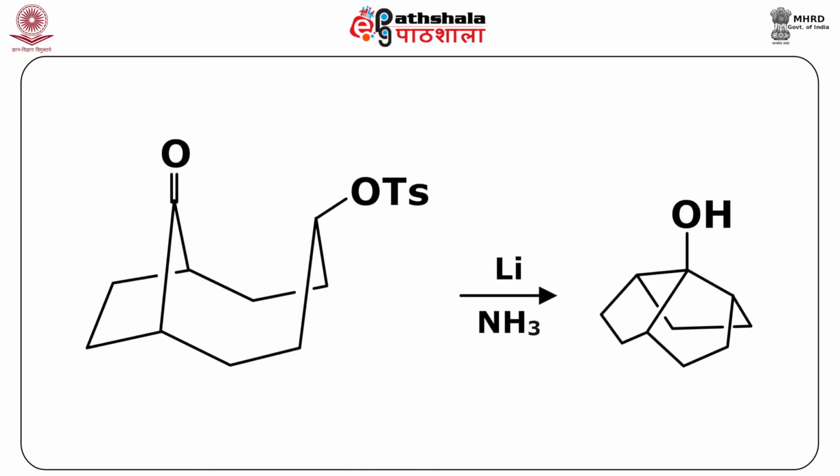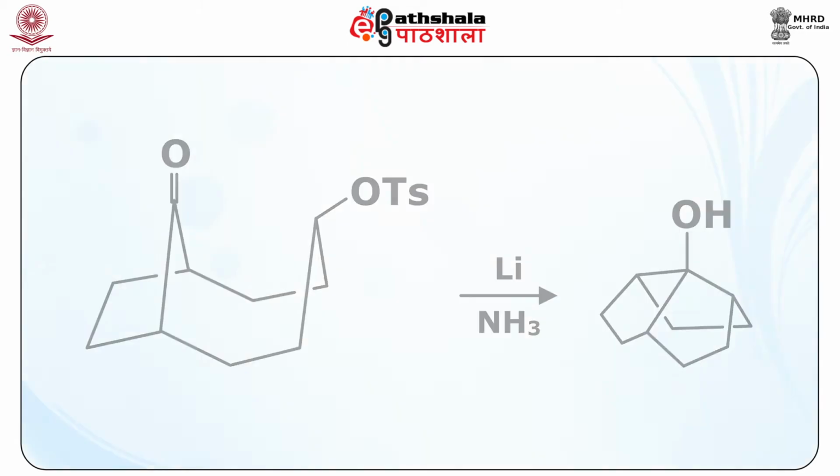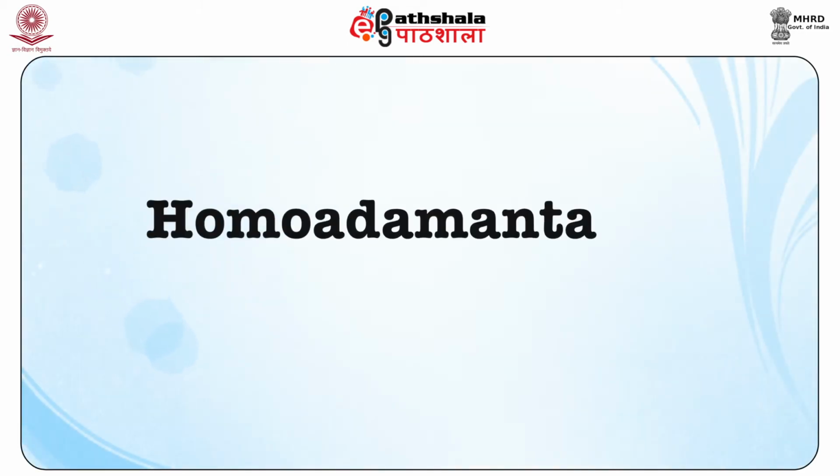Furthermore, a transannular ring closure can also be used for synthesis of such molecules, wherein as shown in the scheme, the tricyclodecanol can be synthesized by a ring closure of a ketotosylate, which is shown in the scheme, in presence of lithium and ammonia. Now homoadamantanes, they can be prepared by ring expansion of adamantanes.